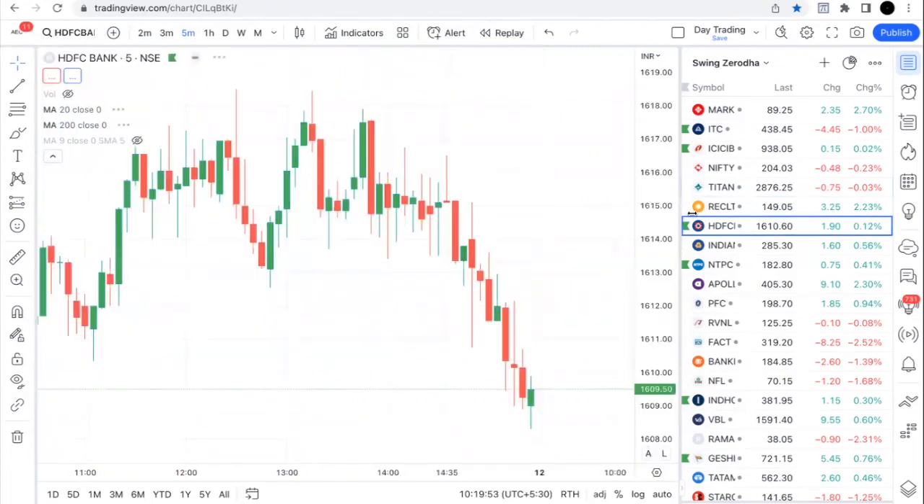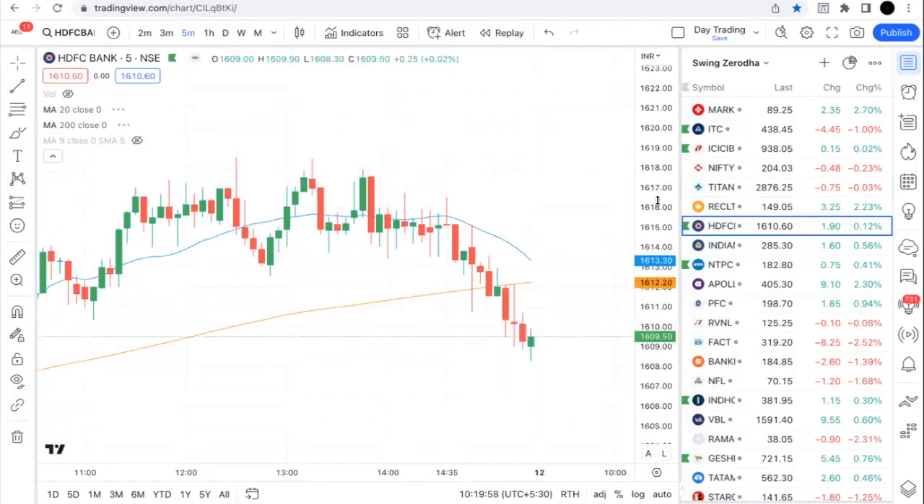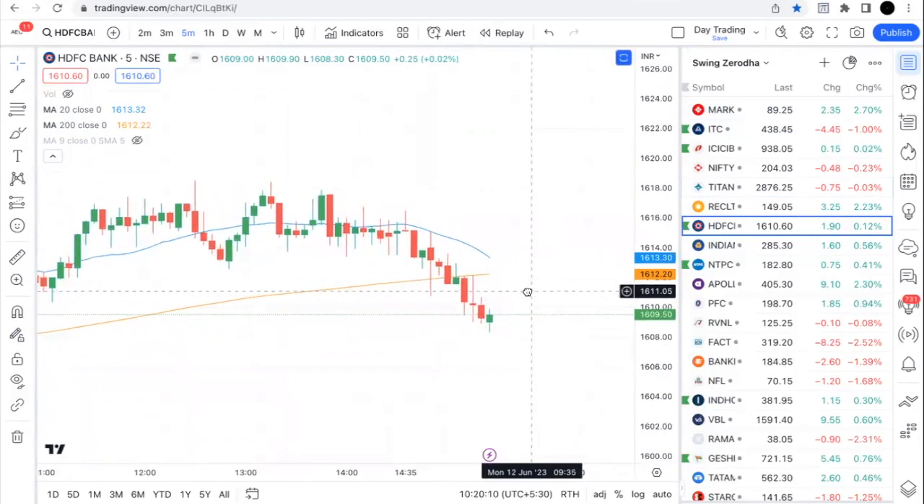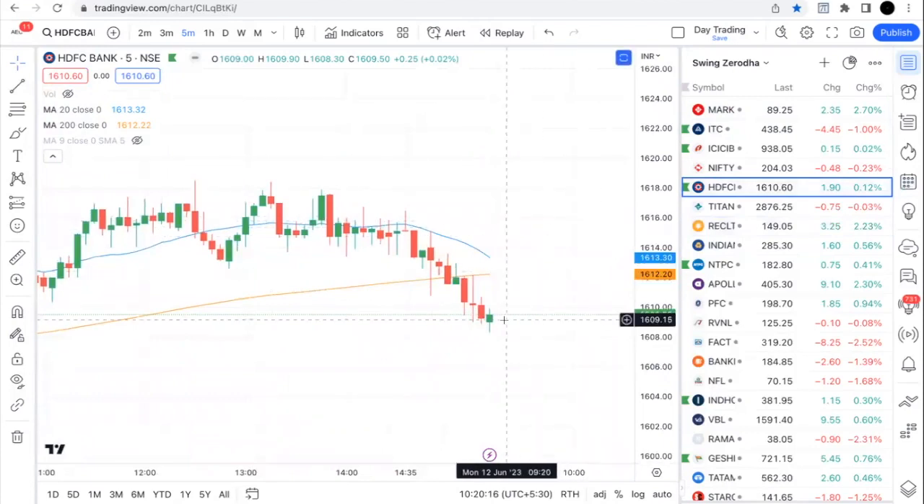All right, HDFC Bank. Let's see what this looks like. Okay, now here it looks like the 20 is above the 200 and the 20 and the 200 are close, but the stock has dropped below. But charts like this, I keep a watch on. I move it up further on my list, and I keep a watch on this because sometimes these will shift.